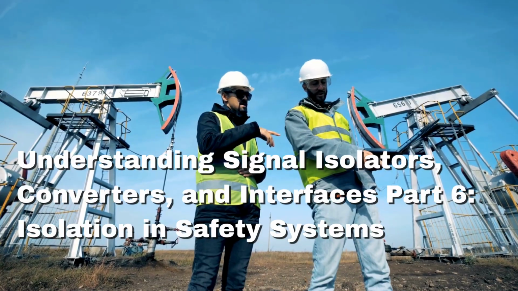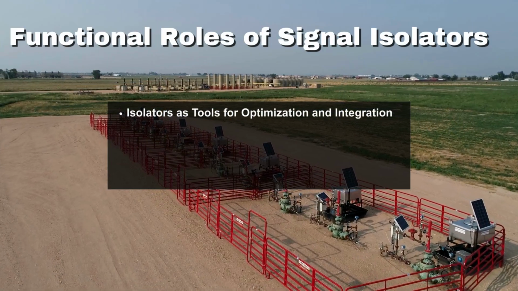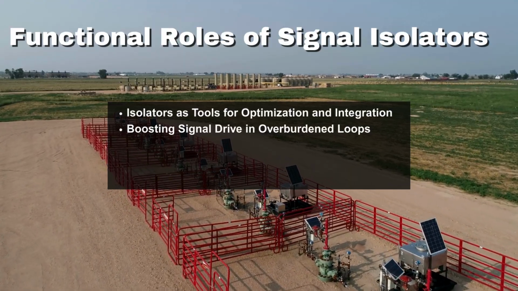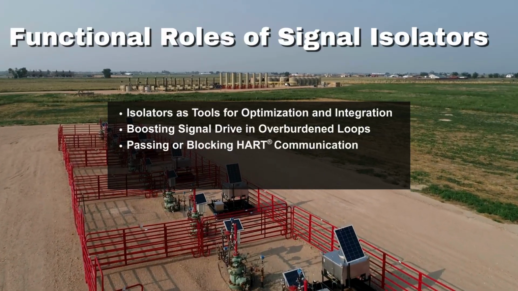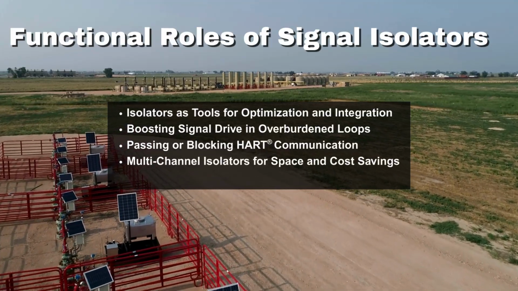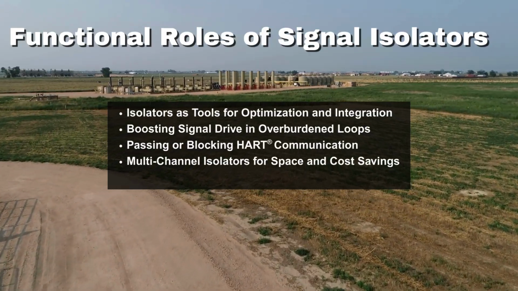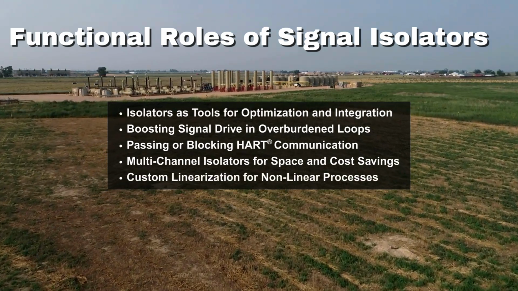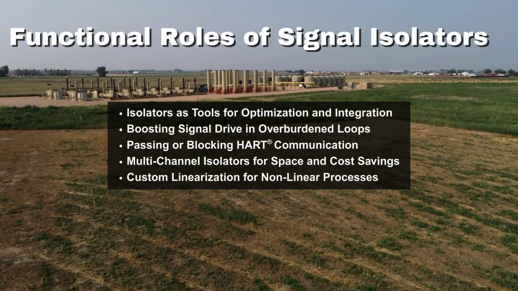Before we dive into Part 6, let's recap what we covered in Part 5. We explored how isolators can boost drive capability in overburdened loops to restore signal integrity, and how they can pass or block HART communication depending on the application. We also looked at how multi-channel designs save panel space and reduce cost per point, and how microprocessor-based devices can apply custom linearization to handle complex nonlinear process relationships directly inside the instrument.